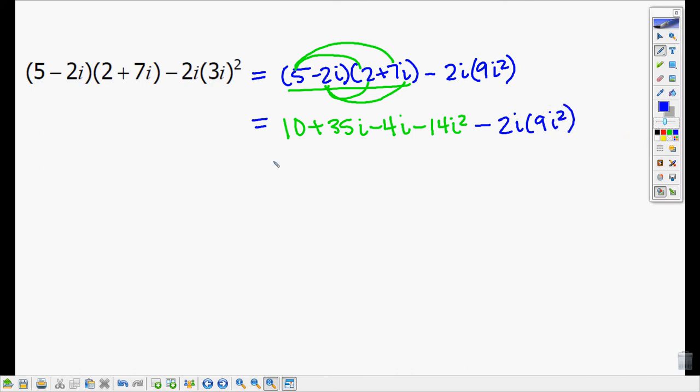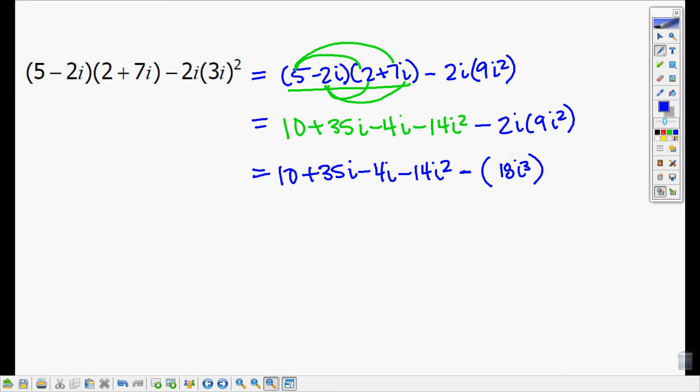So then next we're going to do the multiplication here from left to right. So I have 10 plus 35i minus 4i minus 14i squared minus 2 times 9 is 18, and i times i squared is i cubed.